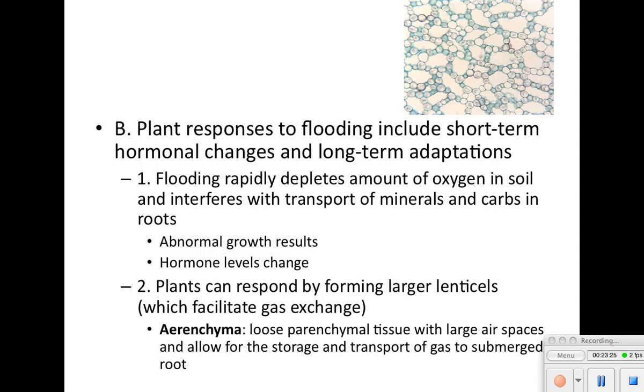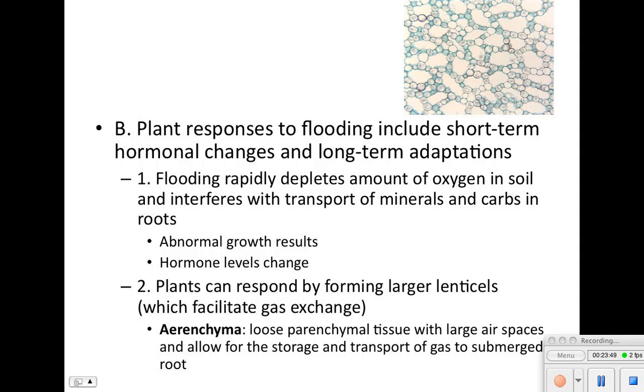They can also respond to flooding, so like short-term hormonal changes and long-term adaptations. When flooding occurs, oxygen in the soil decreases, and it will interfere with how sugars and minerals are moved. So we're going to see abnormal growth as a result, and hormone levels inside a plant change. And yes, plants do have hormones.